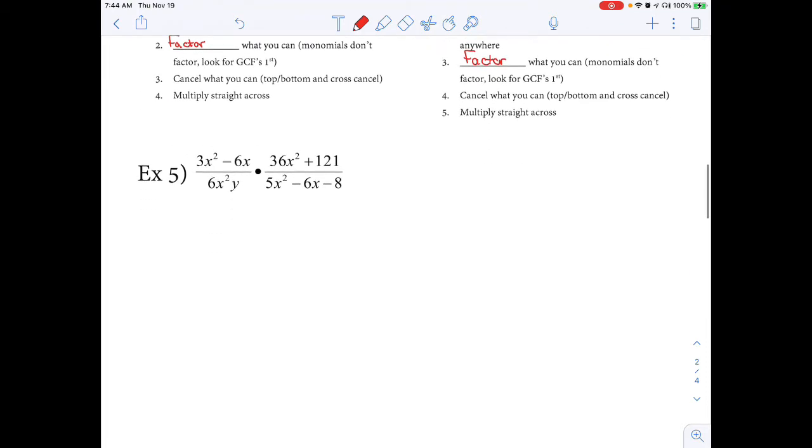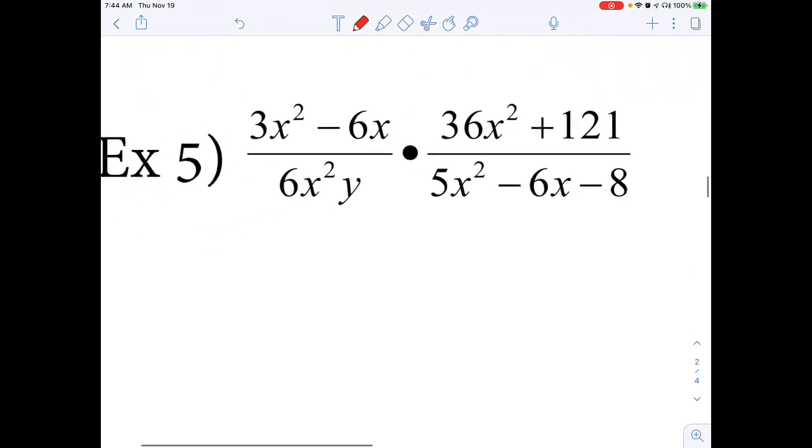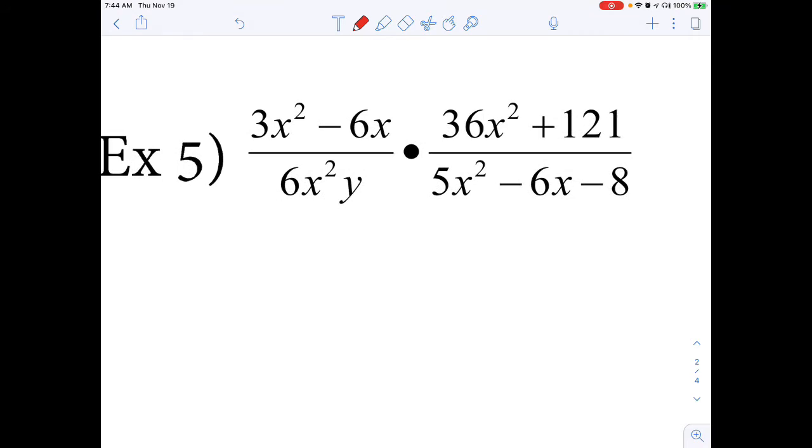So example 5, we have a multiplication sign, so we're not flipping anything. So I'm going to go look first for GCFs. I do notice the top left has a GCF of 3 and x. A lot of times people see a squared and they think, oh, I have to do the box right away. And that's not the case. You want to look for the GCF right away.